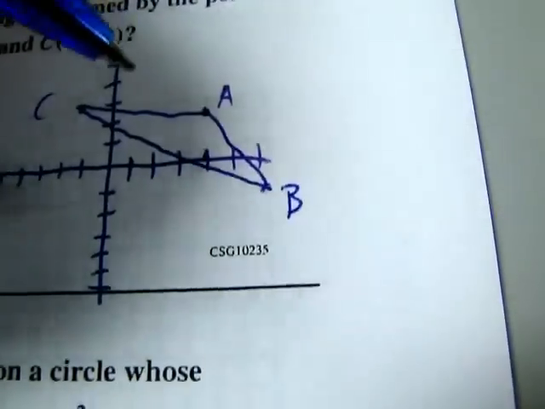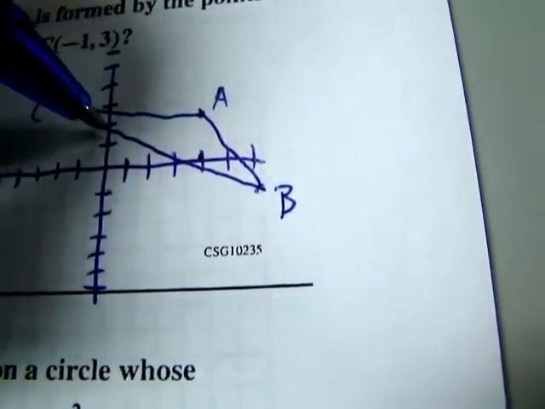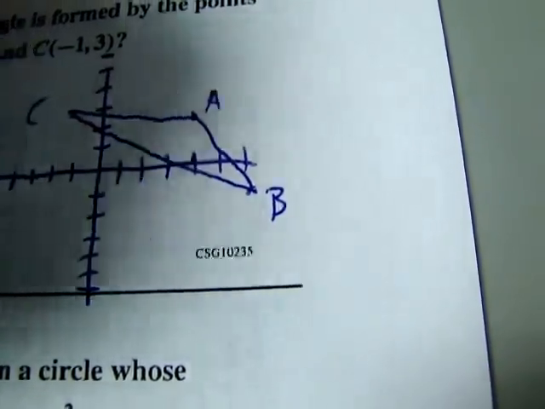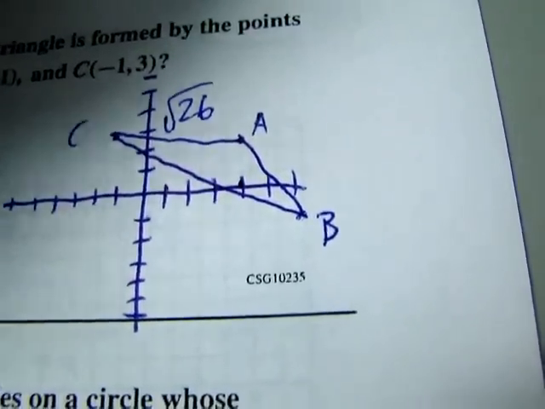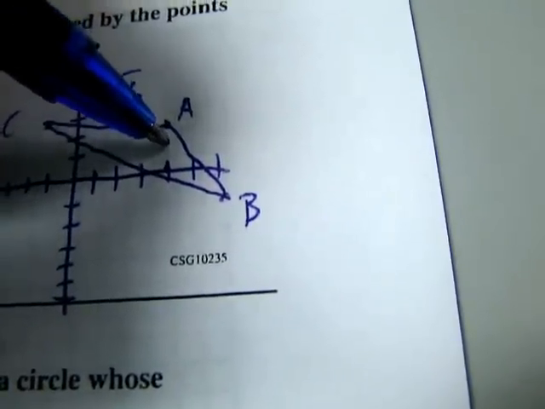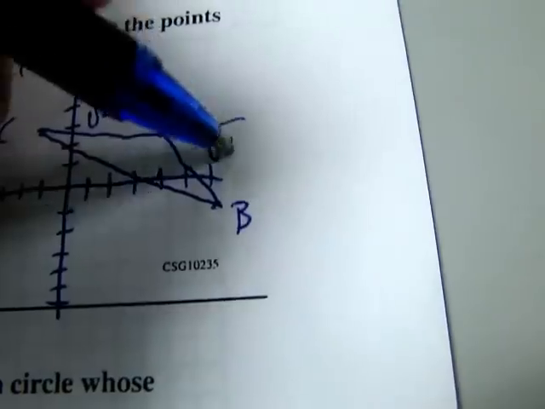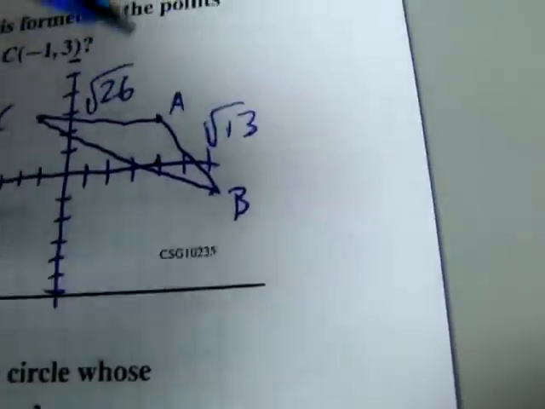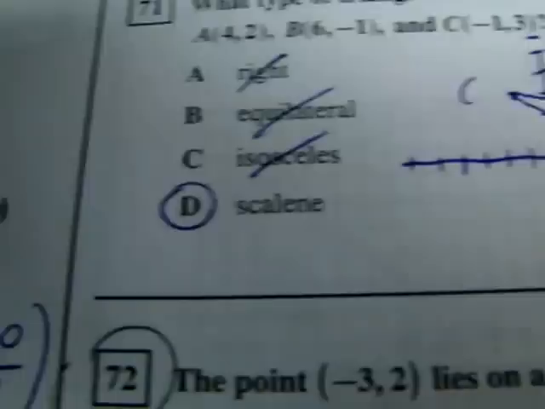If you did the distance formula, you get that this is 1, 2, 3, 4, 5, and this is 1, so this would be the square root of 26 because it's 25 plus 1. And this is 1, 2, 3, this is 1, 2, so that's the square root of 13. So clearly different distances. This one is clearly longer than either of those. So we have 3 different side lengths, therefore it is scalene.